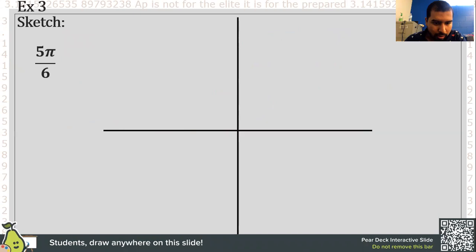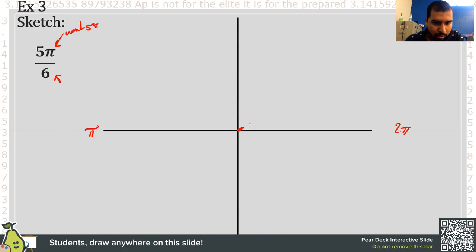Alrighty, 5 pi over 6. Go ahead and pause the video for this question right here. So we have pi over 6, so I want 5 pi over 6. And each section, each pi, remember our pi is right here, and we have another pi at the bottom, is going to get split up into these sections. Let's give that a try. Pause the video and give that a try. Okay, hopefully you're able to get something like this.